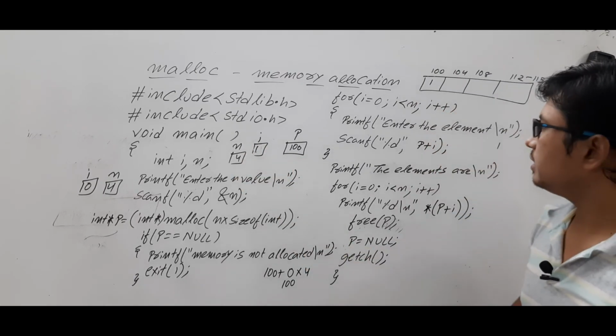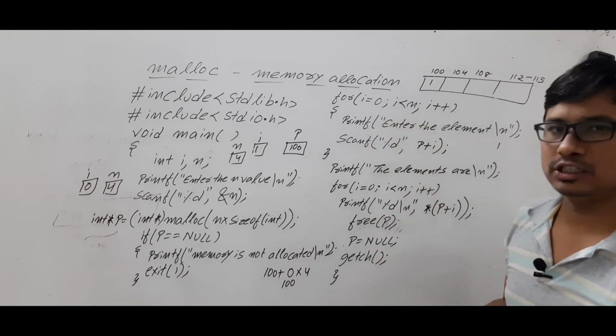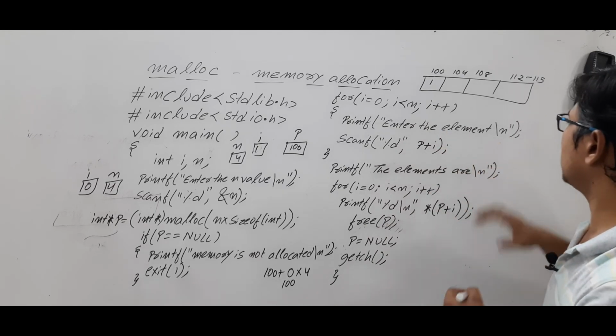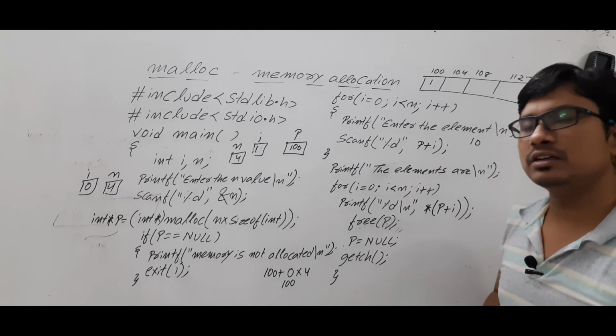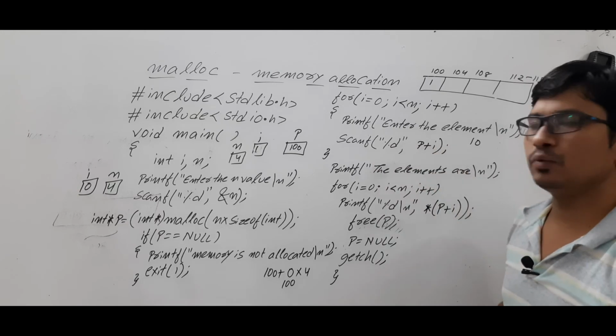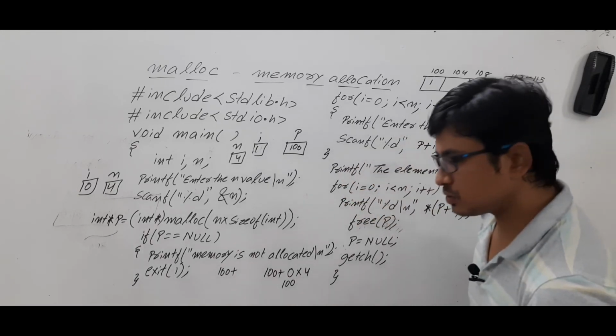Then i plus plus, the i value will become 1. Then again you check the condition. 1 less than 4. Yes, the condition is true. Then again you ask the user to enter the element. So this time the value you enter is, suppose, let's take 10. Then in which address location do you want to store it? %d, it is an integer. p plus i. What is the p value right now? 100 plus i value is 1.